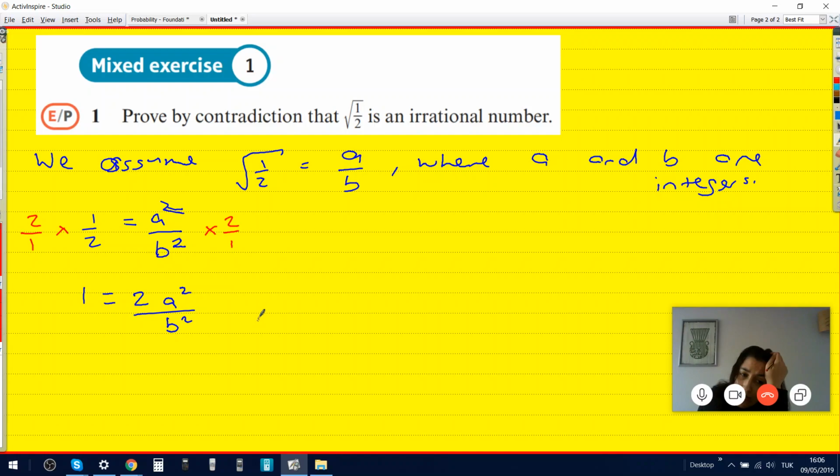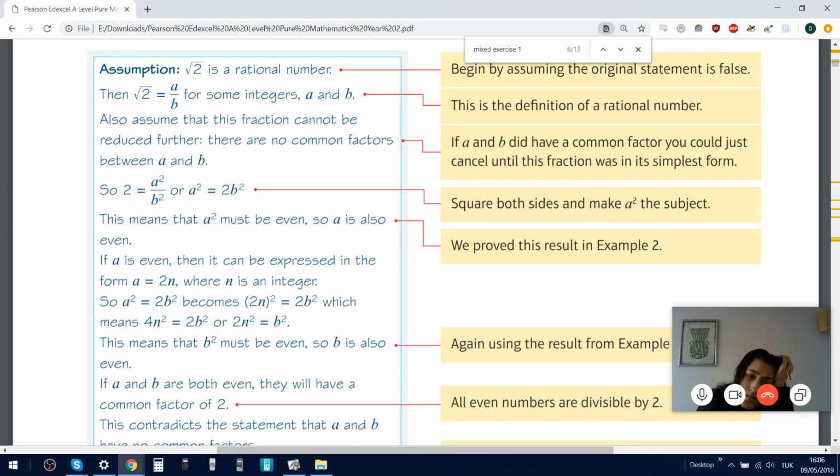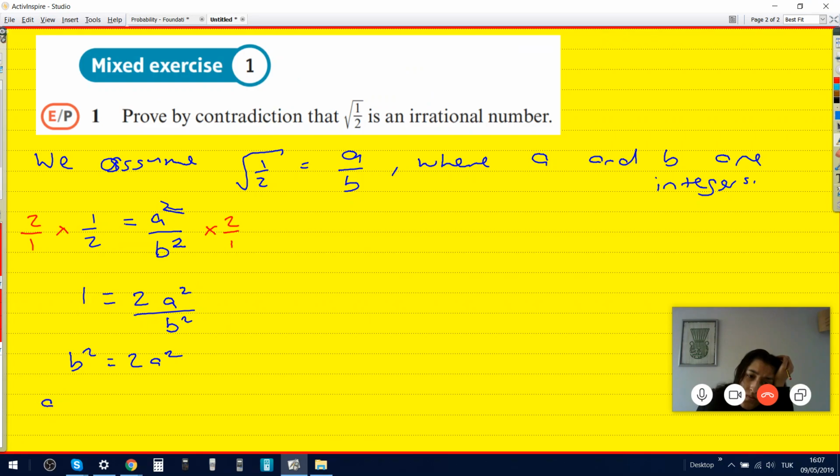Then make it so it's not a fraction. b squared equals 2a squared. So basically, b squared is double a squared. Does 2a squared show that it's an even number? This means that b squared must be even, so b is also even. Yeah, a squared is even, so a must also be even.